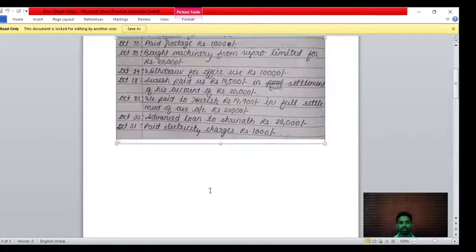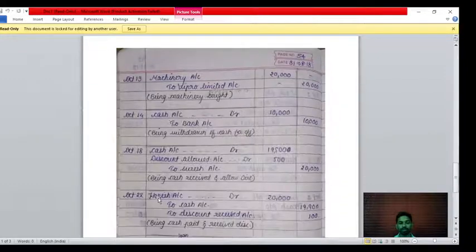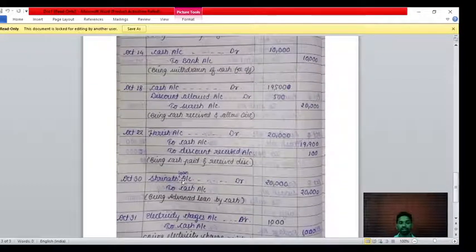Okay, the next transaction is advanced loan to Srinath rupees 20,000. It means the business has given a loan to Srinath. Loan means cash given. So cash account and Srinath account are the two accounts. Srinath loan account debit to cash account credit rupees 20,000.